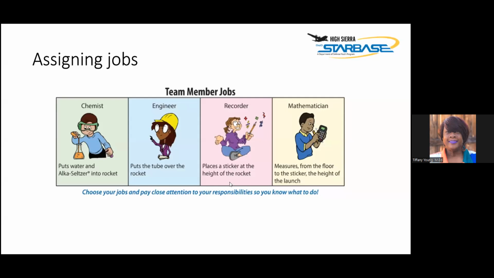It does take some time for students to get used to jobs, especially if it's something new to them. Because oftentimes you'll get groups of students where one student will want to do all of the jobs, or one student won't want to do their job. But when we use these regularly, or when we use these all the time in our classroom, they get used to them and they understand that they have to do their job in order for the experiment to be successful.